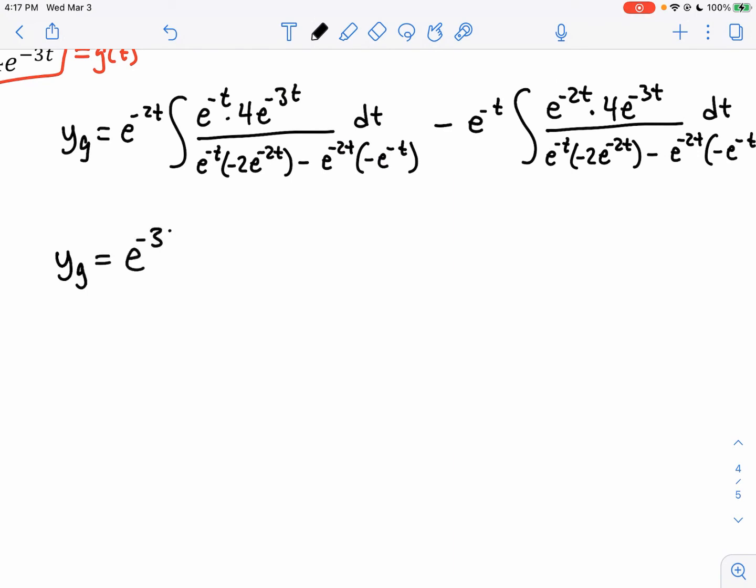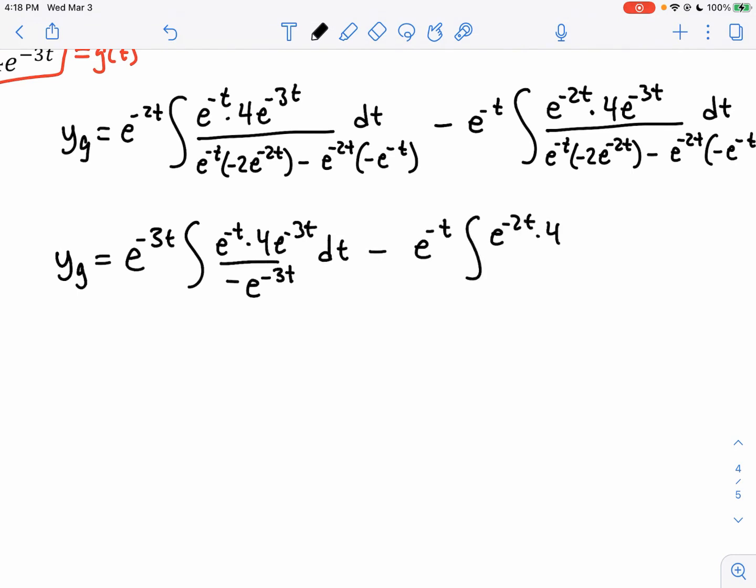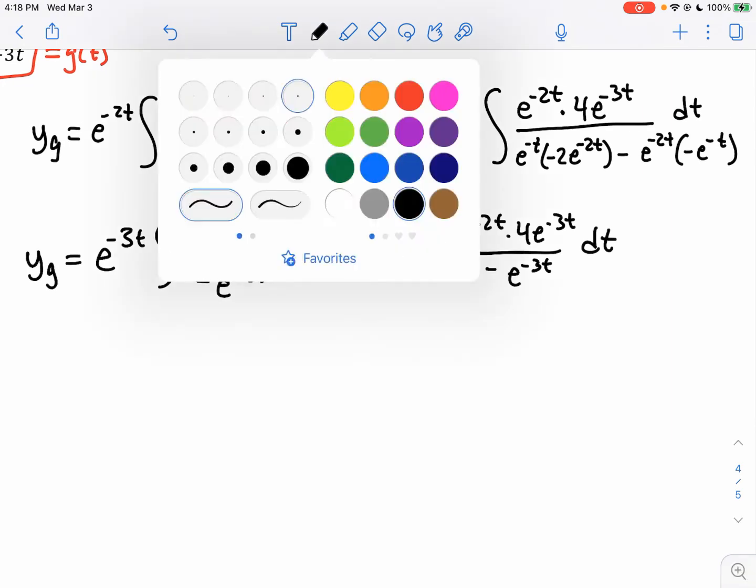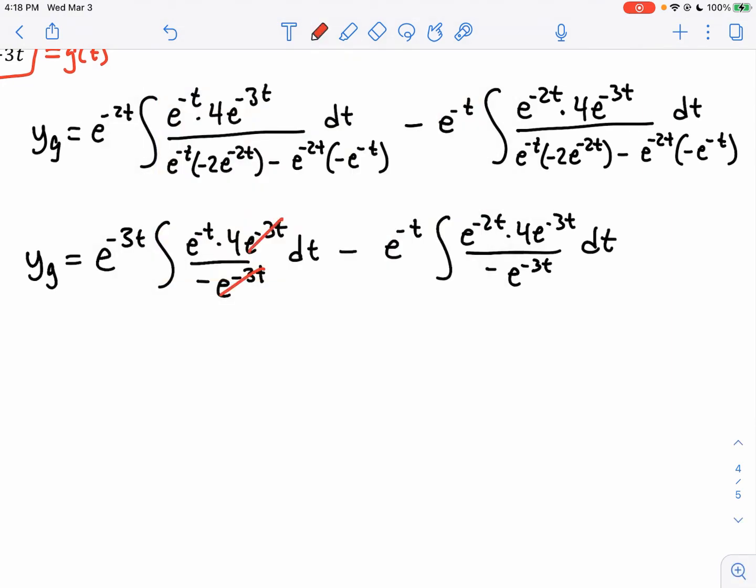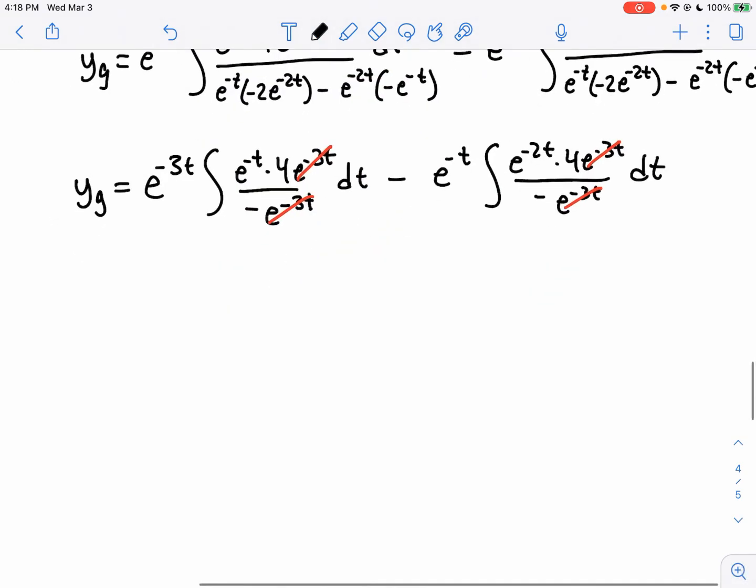It gets confusing. E to the negative 3t integral. The top is e to the negative t times 4e to the negative 3t. And the bottom just became negative e to the negative 3t. And then that's also true for the other integral. Became negative e to the negative 3t. All right, now we can do the cancellation. E to the negative 3t, e to the negative 3t, gone, gone, gone. So some things simplify nicely here for us.